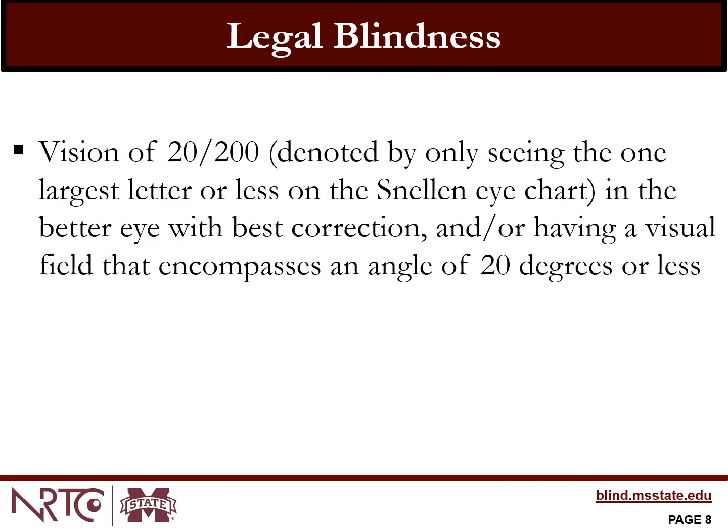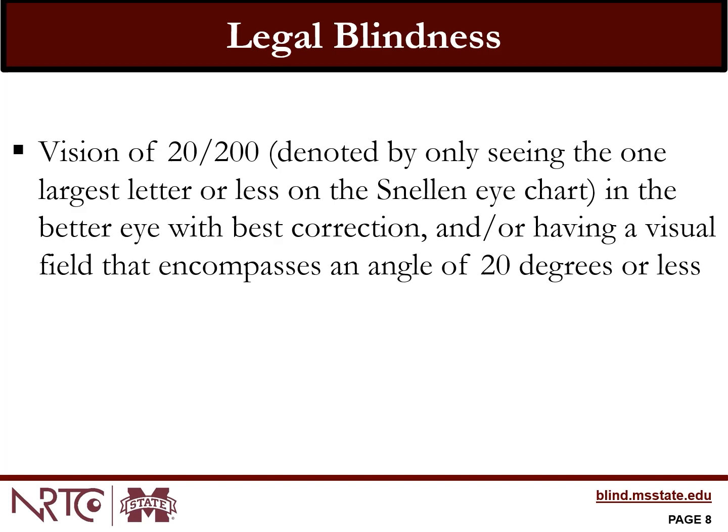In most federal or state statutes, legal blindness is defined as a vision of 20/200 in the eye with the best vision, with the best correction, and/or having a visual field that encompasses an angle of 20 degrees or less. The first part of this definition describes how clearly one can see, acuity, and the second part of the definition references how much area of the potential visual field one sees. If either component of this definition is met, the person is legally blind.